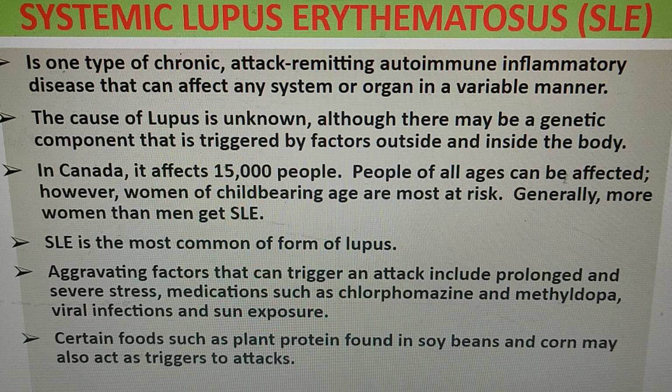People of all ages can be affected. However, women of childbearing age are most at risk. Generally, more women than men get SLE, so more women. SLE is the most common form of lupus. Okay, aggravating factors that can trigger an attack include prolonged and severe stress, medications such as chlorpromazine or hydralazine, and methyldopa, viral infection, and sun exposure. Certain foods such as plant protein found in soybeans and corn may also act as triggers to attacks.